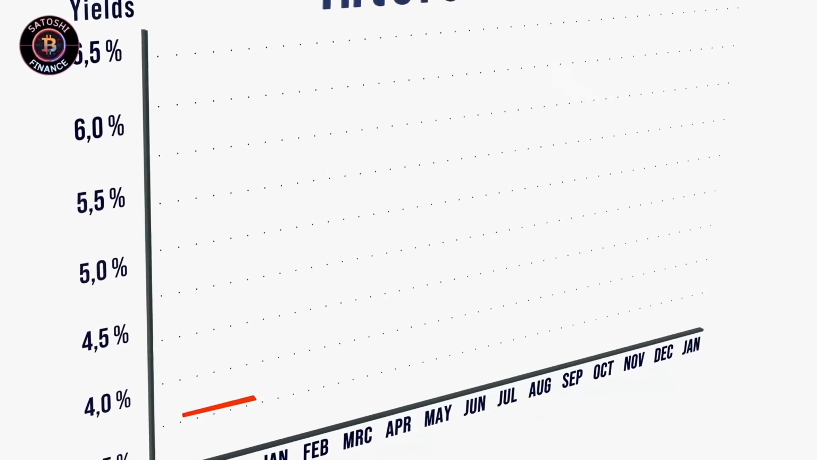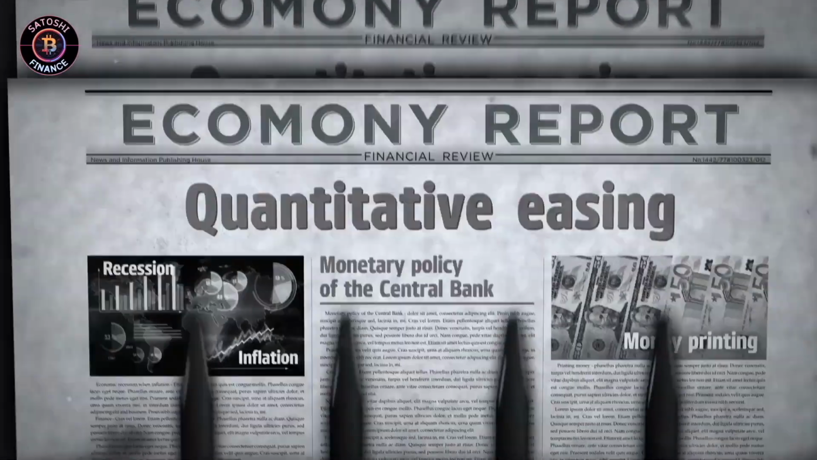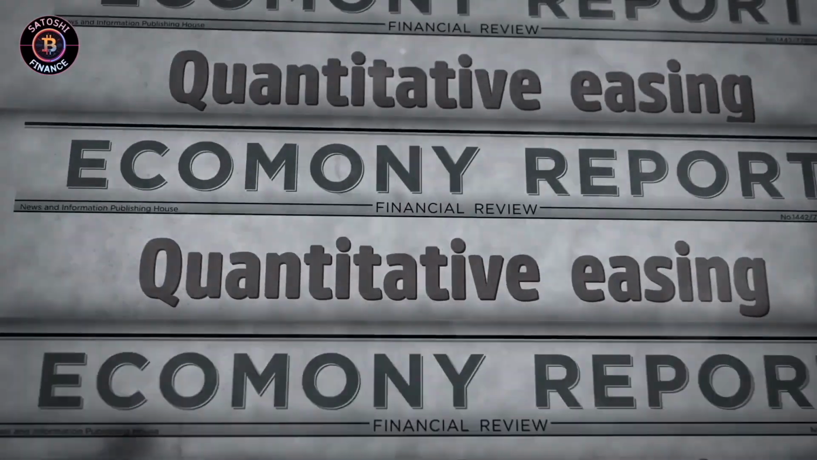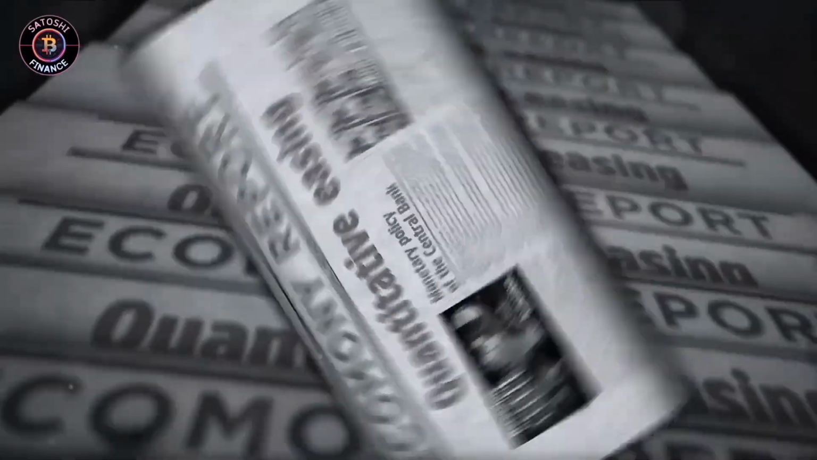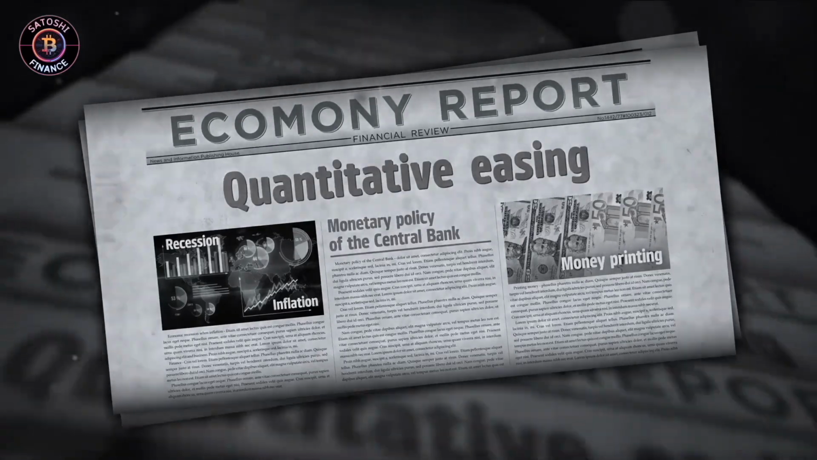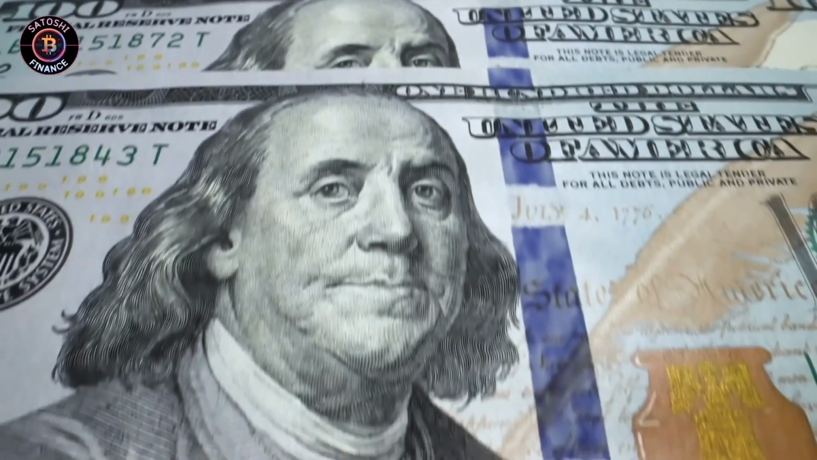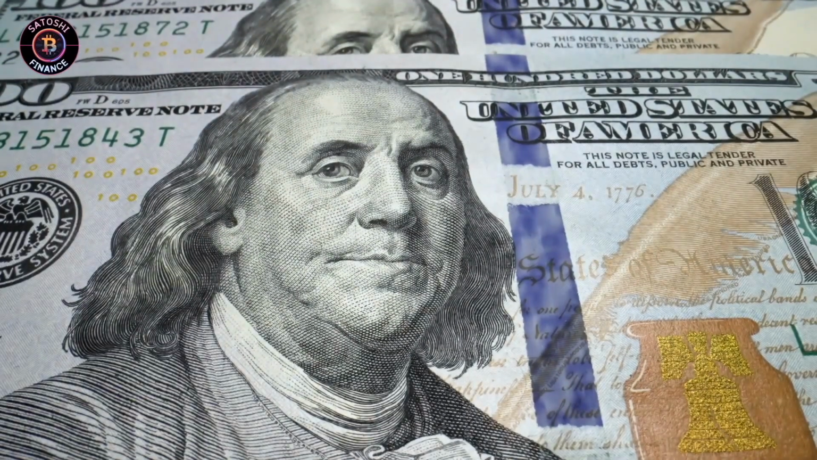Have you ever wondered why interest rates can make or break an economy? Picture this: between 2008 and 2015, the US Federal Reserve slashed interest rates to nearly zero in response to the financial crisis, pumping trillions into the economy through quantitative easing. This move wasn't just a random decision, it was a key part of monetary policy designed to save the economy from collapse. But why does this matter to you?